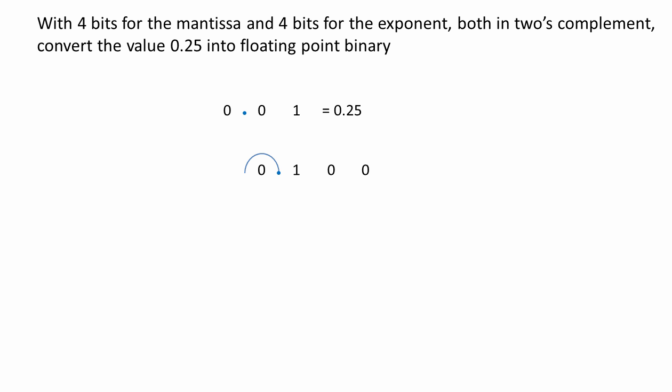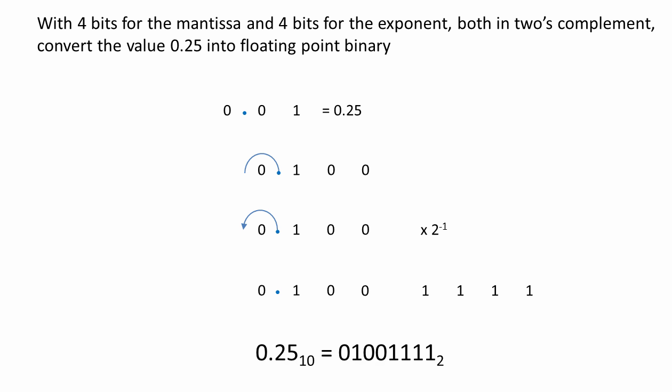In order to get this binary point back into its original position, you'd have to float it 1 place to the left. This gives you an exponent of -1. -1 in 4-bit binary is 4 ones. So here is 0.25 in floating point binary.